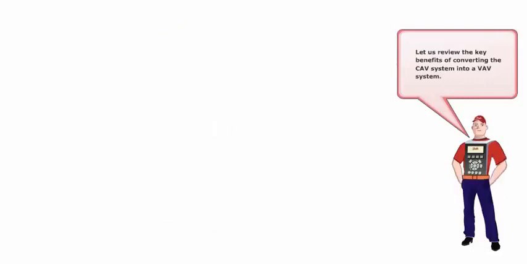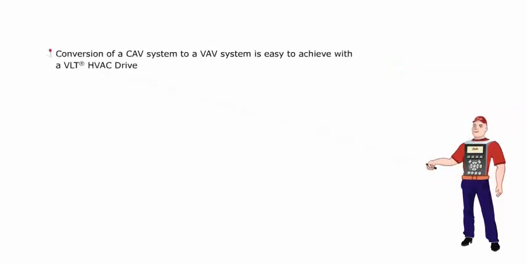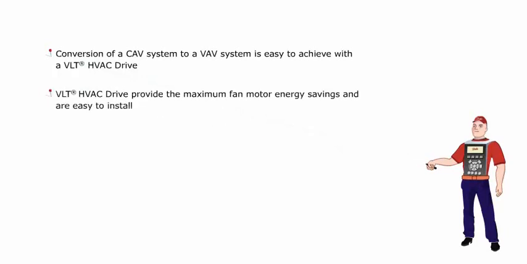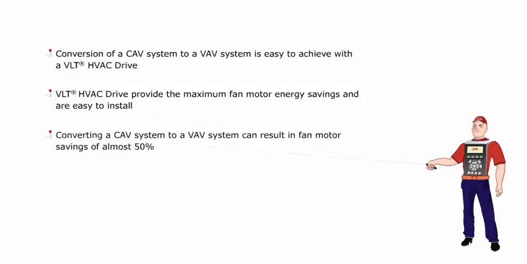Let us review the key benefits of converting the constant air volume system into a variable air volume system. Conversion of a CAV system to a VAV system is easy to achieve with a VLT/HVAC drive. VLT/HVAC drives provide the maximum fan motor energy savings and are easy to install. Converting a constant air volume system to a variable air volume system can result in fan motor savings of almost 50%.